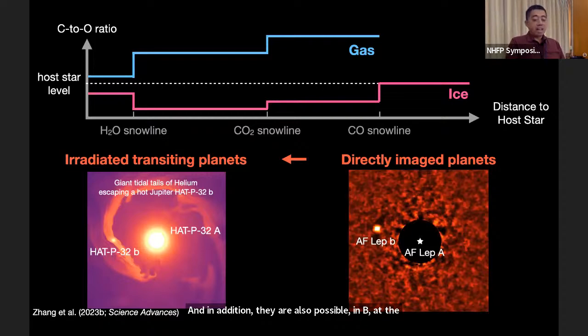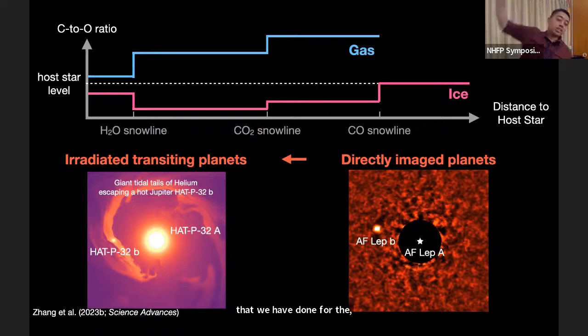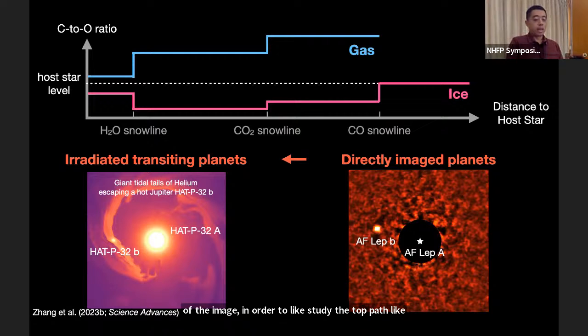So basically, our next step is to expand the analysis that we have done for AF-B to a larger sample of the imaged planets in order to study the top panel, the picture at the top, and try to see if there's a formation transition as a function of distance.